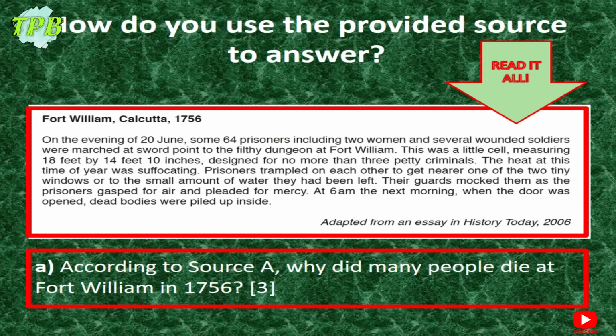Now the question statement is question A. According to source A, why did many people die at Fort William in 1756? The score is obviously 3 marks.